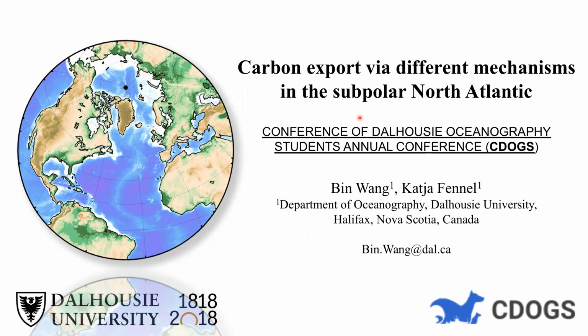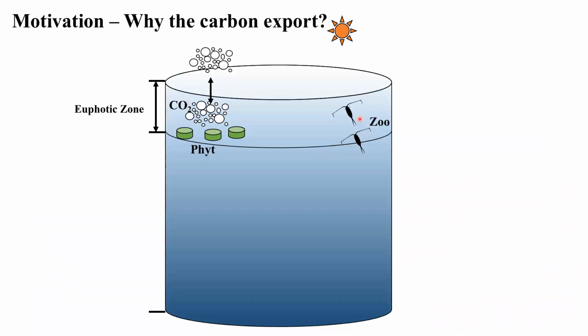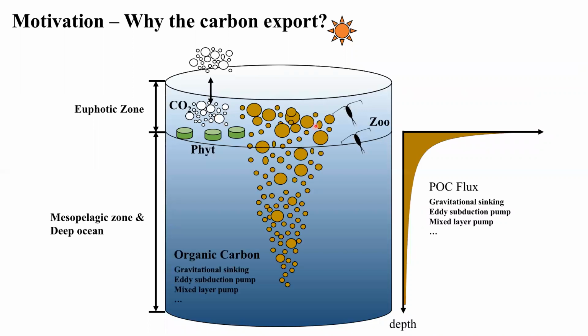So today I will give a presentation about the carbon export through different mechanisms in the subpolar North Atlantic. For the carbon export, it roughly involves two steps. The first step is to fix atmospheric CO2 into organic carbon through photosynthesis, and this step often happens within the euphotic zone. And then in the next step, the organic carbon will be transported into the deep ocean through different mechanisms and maintain the ocean's uptake of CO2.